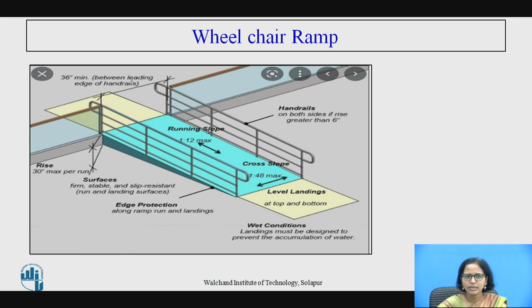So let's have a look over there. Overall, you can see the running slope is given as 1:12 maximum, whereas the cross slope is given as 1:48, and there are level landings at the top and the bottom portion. The rise is given as 30 inches maximum per run, and the handrails are provided on both sides if the rise is greater than 6 inches. So this is the slope. Depending upon the rise and the horizontal span, the slope will be decided.